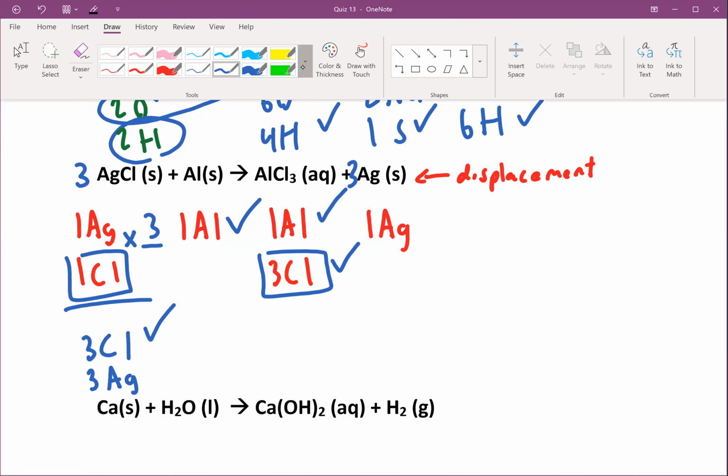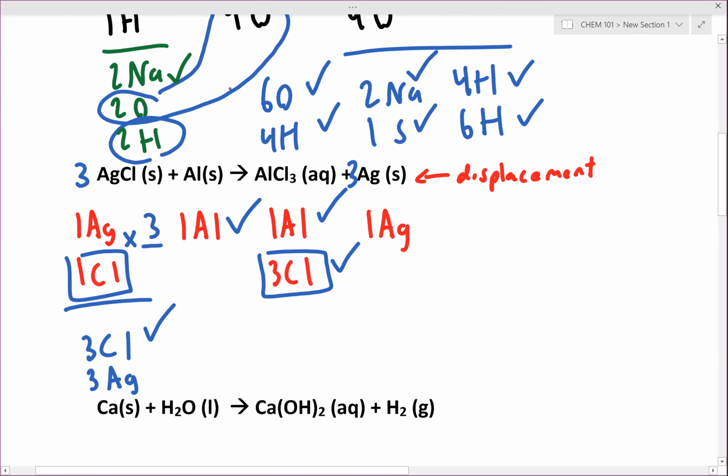Now, in terms of the trick, as someone who's balanced a lot of equations, looking at this 3. If you take a look at the subscript for your anion in one of your compounds, be it reactants or products, you can cross it over into the coefficient of the reactant or product molecule that contains that ion. So for example, to have the same number of chloride ions as 1 molecule of aluminum chloride, I would need 3 silver chloride molecules.